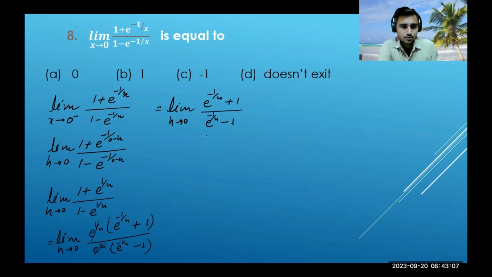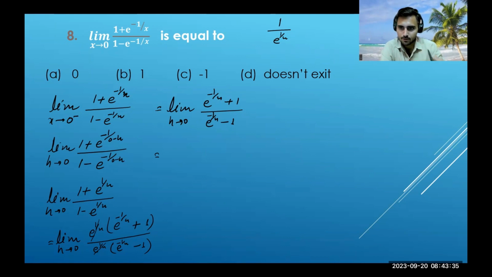All right. So we'll put h tends to 0, h equal to 0 when we put the direct limit. So we'll substitute the limit. So what will happen? Here we'll put limit 0, so e raised to the power 1 upon h becomes e raised to the power 1 upon 0, which means e raised to the power infinity.